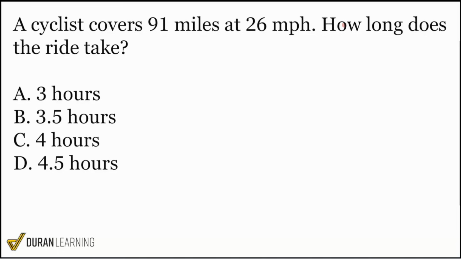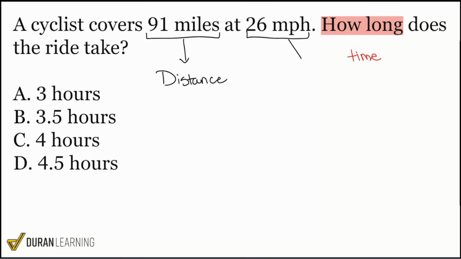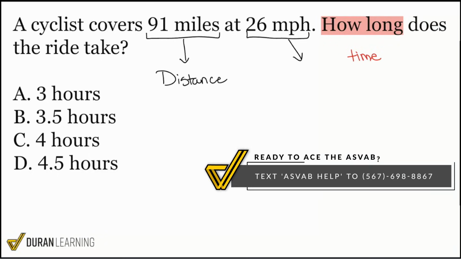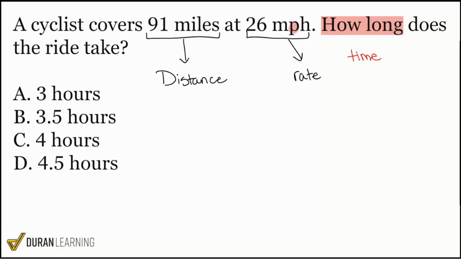So when we think of that, again, how long does it take? We're looking for time. We can write that down on the side if we'd like to. No problem. And now what we're going to do is look at the facts that we're dealing with. So here it says, a cyclist covers 91 miles at 26 miles per hour. When I think of 91 miles right over there, everybody, that's a distance. And when I look at 26 miles per hour, that is a rate. Excuse me for almost writing time there. But the giveaway again for rate is that word per, miles per hour.